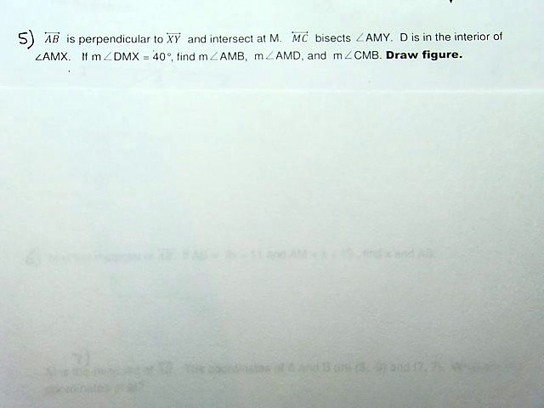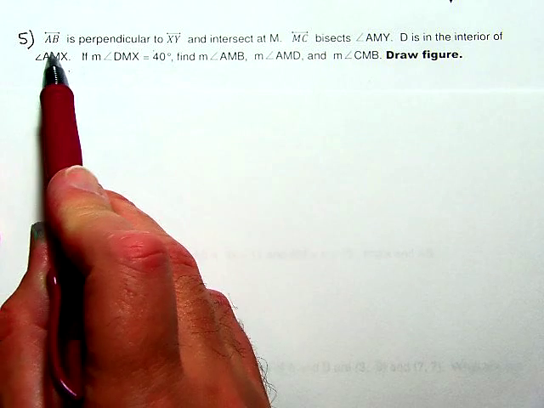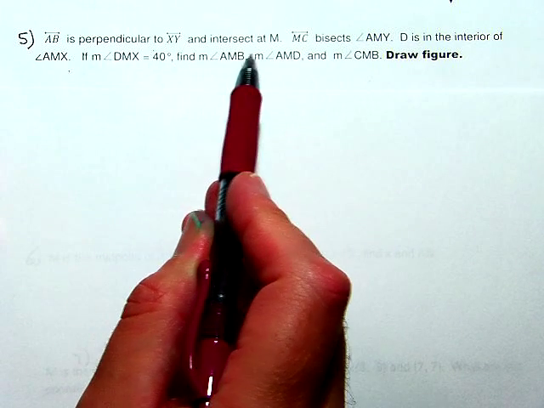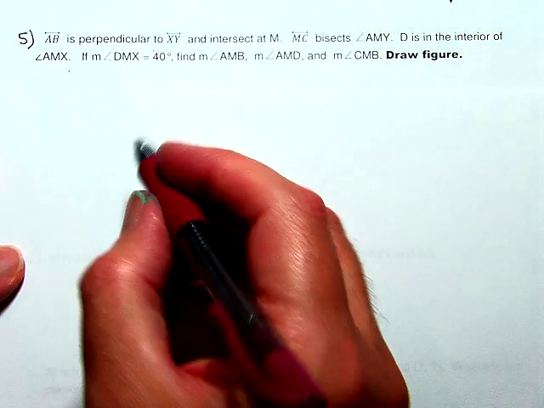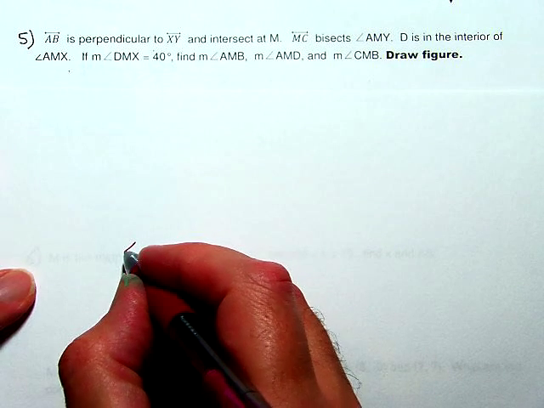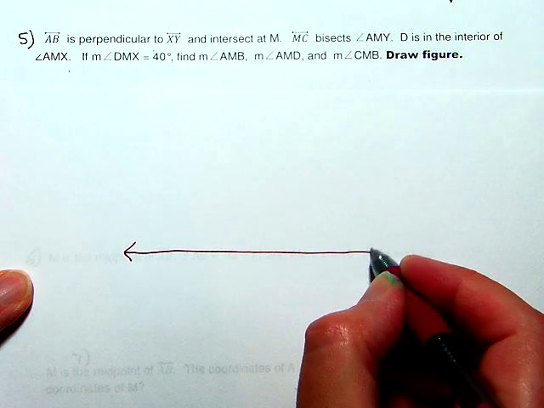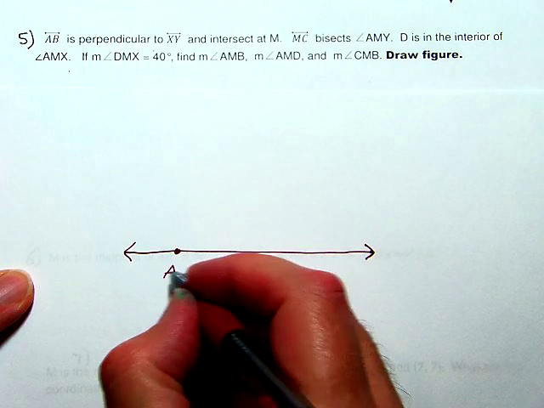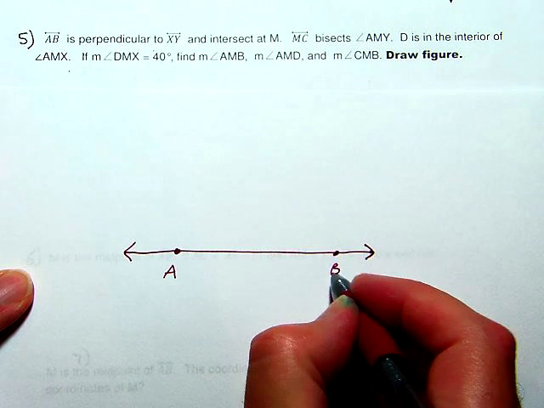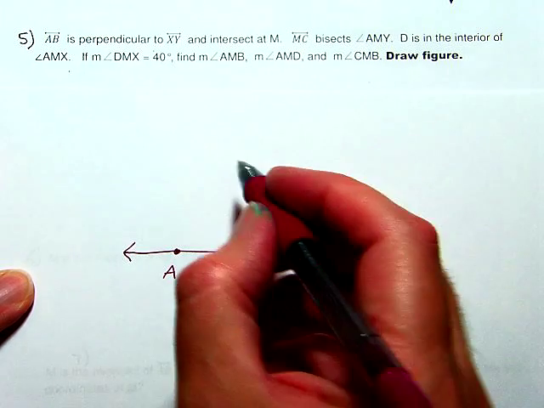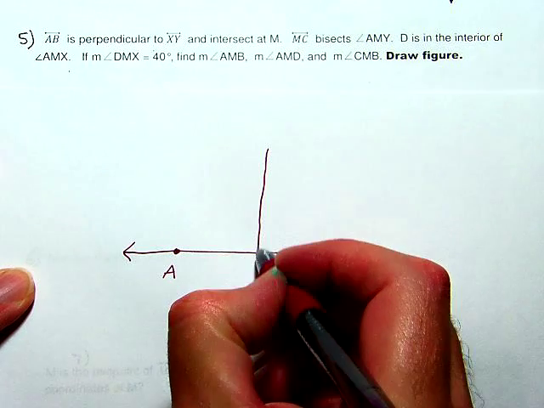We're told that line AB is perpendicular to line XY, and further that they intersect at point M. So let's go ahead and draw that part. And it's perfectly okay to just draw it as we go along. So let's call this line AB. Put a point A there, a point B over there. And it's perpendicular to XY. So since we've drawn this one horizontal, XY must be a vertical line.